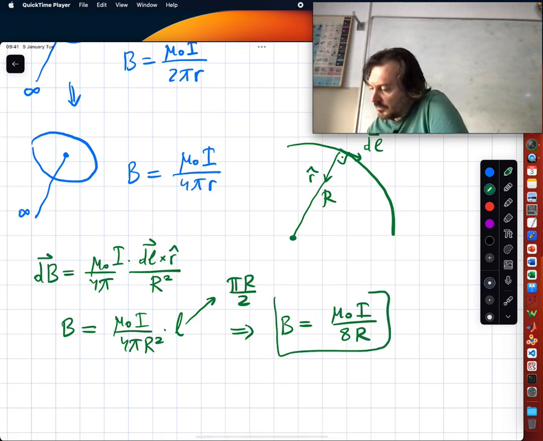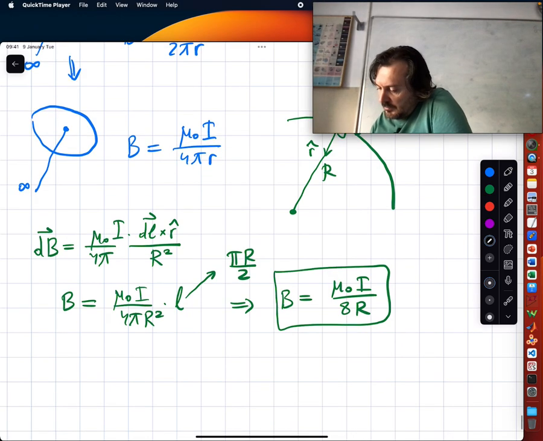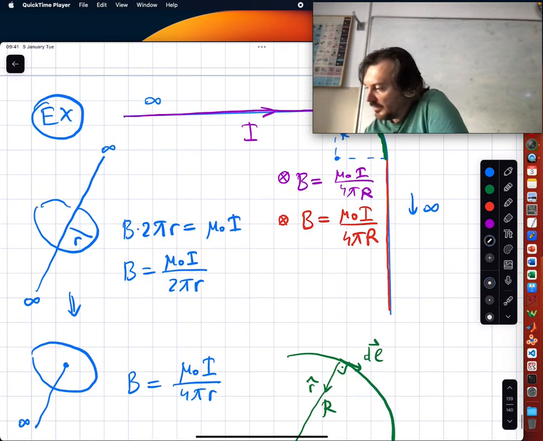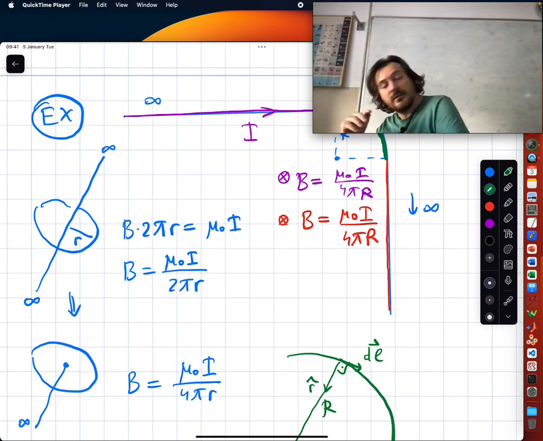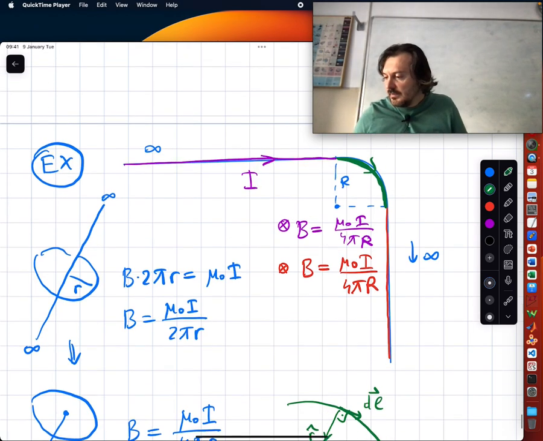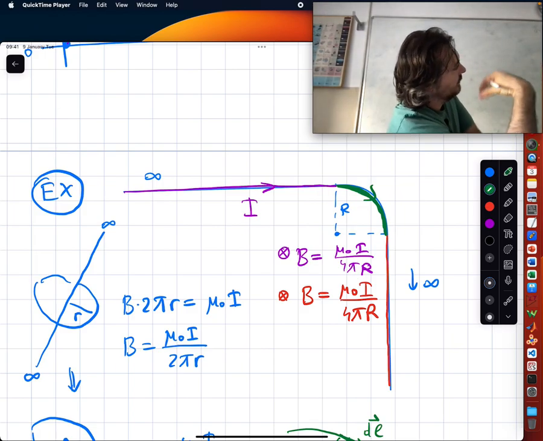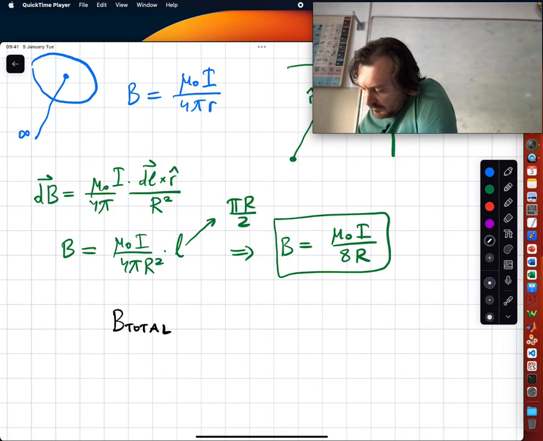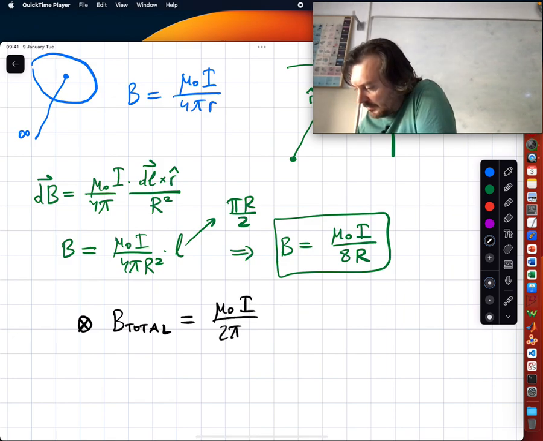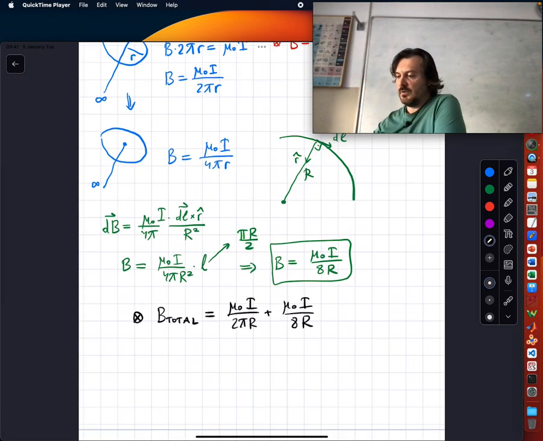Okay? What is the total magnetic field? This one is also inwards, right? Oops. This one is also in, because if you put your right hand like this, it goes in. Everything goes in, so B total is going in, and the value is mu 0 I over 2 pi R plus mu 0 I over 8 R. Okay?